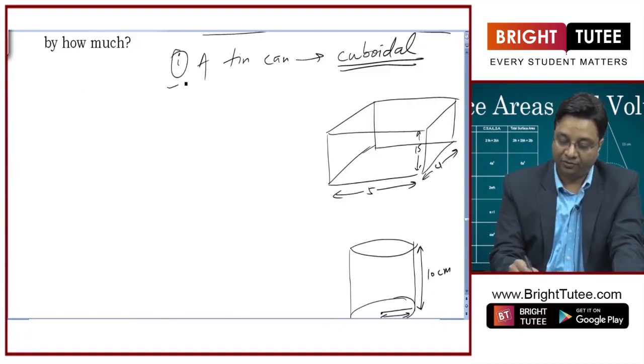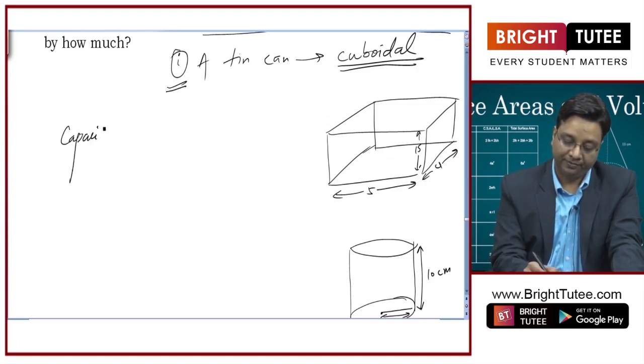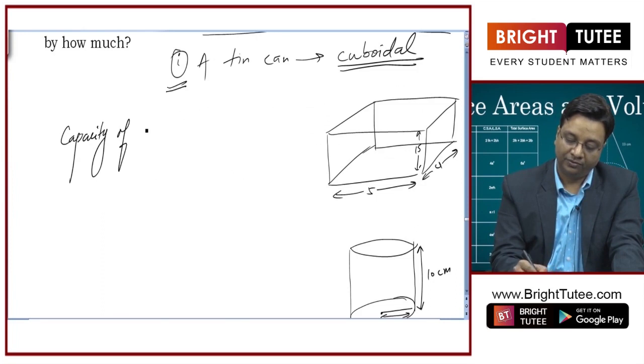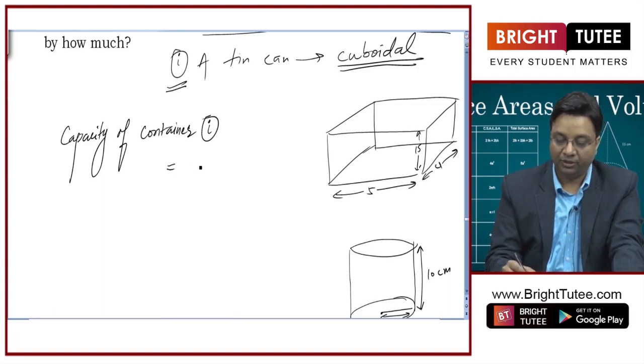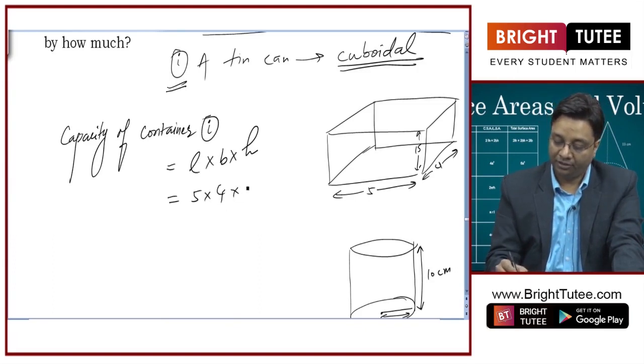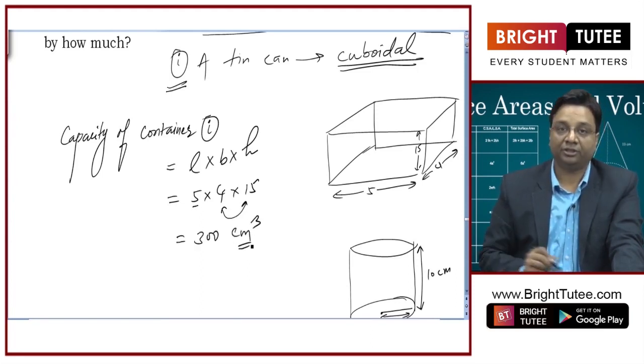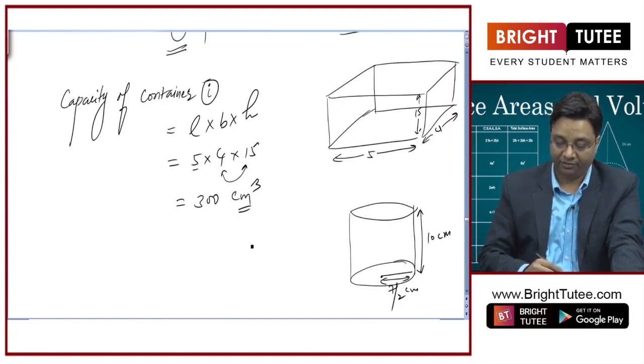So the capacity of our first container, which is cuboidal, capacity of container 1, that is cuboidal container, is equal to length into breadth into height. Length into breadth into height, that is 5 into 4 into 15. 15 into 4 is 60, 60 into 5 is 300. So it will be in centimeter cubes. So this is capacity of container 1.